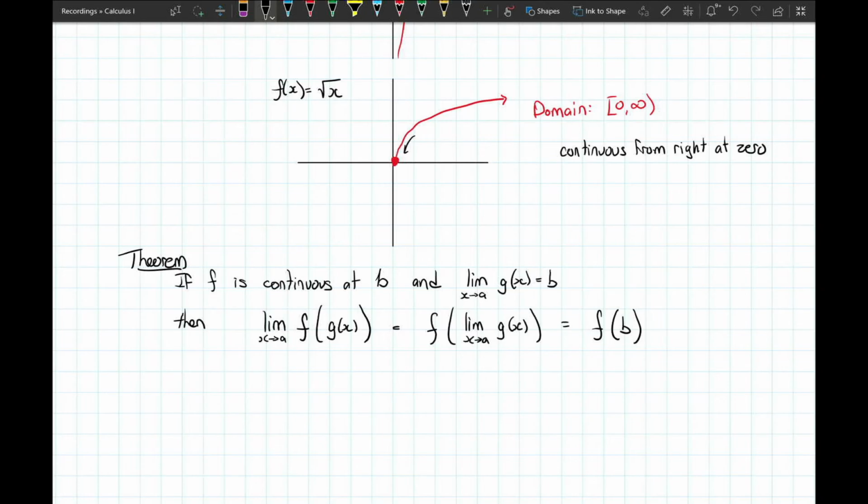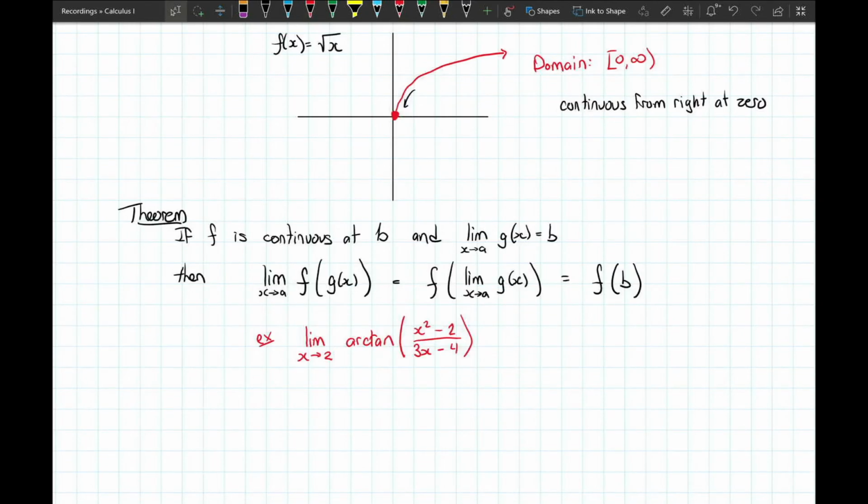And this may only be useful in a few scenarios where we have odd functions that we don't look at very often, maybe things like inverse trig functions that we normally wouldn't be taking the limits of. So, for example, let's suppose we've got our function as arctangent or inverse tangent of x squared minus 2 over 3x minus 4. Well, I know that the domain of arctangent is all real numbers. It's actually a pretty nice function that way.